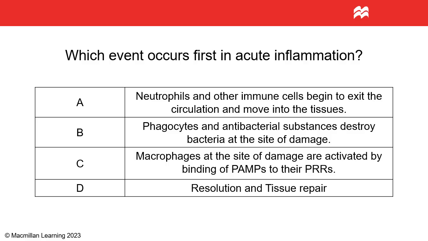All right. So I got some people saying A. So A is telling you neutrophils and other immune cells begin to exit the circulation and move into the tissues. Why would the cells go there if you don't have a pathogen or damage calling them? Right? So you need to have some damage or pathogens that get activated in order to call all this process to happen.